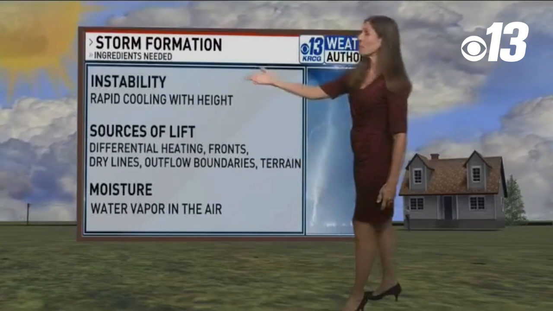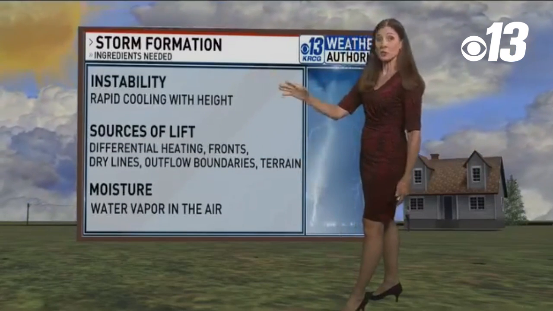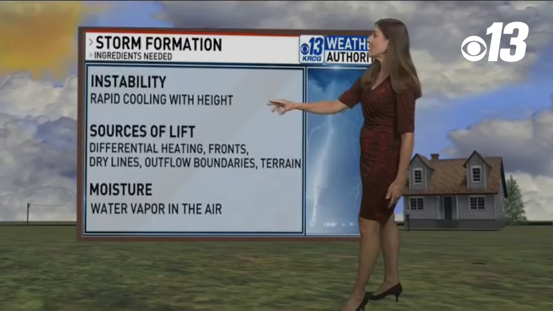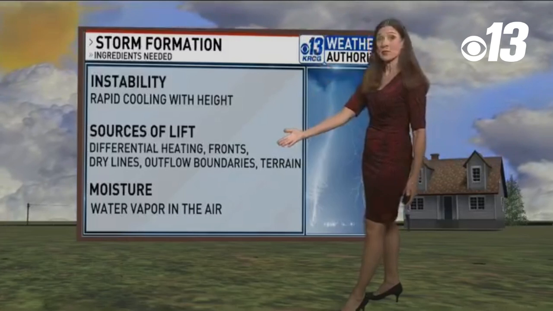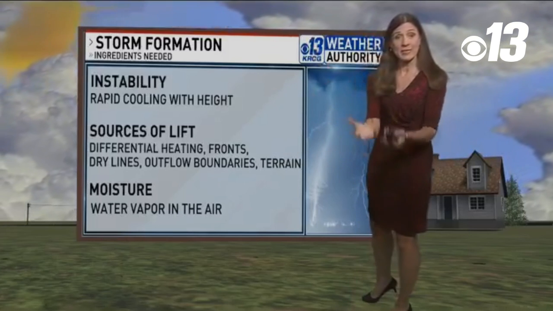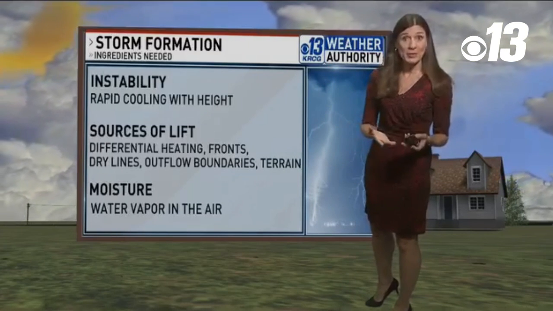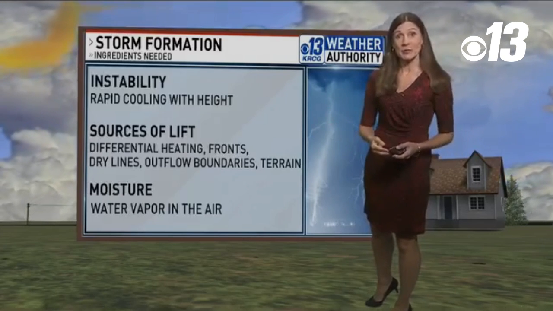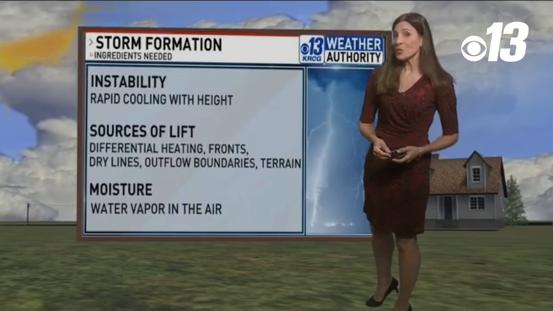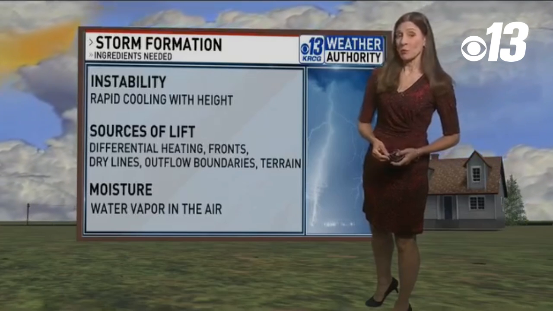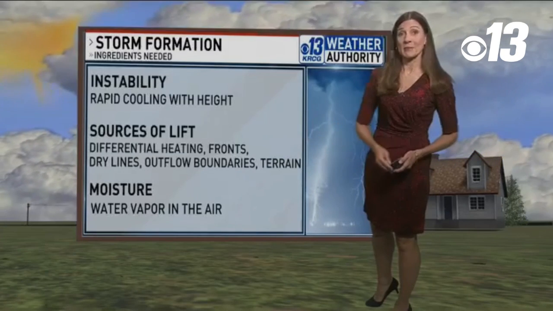So storm formation needs three things, at least for storms to develop. Instability, that's cooling with height, the source of lift, such as the differential heating at the surface, or maybe a frontal boundary, or even converging air because of outflow boundaries. Moisture is needed as well, and that's water vapor, and we certainly have plenty of that in the atmosphere today.